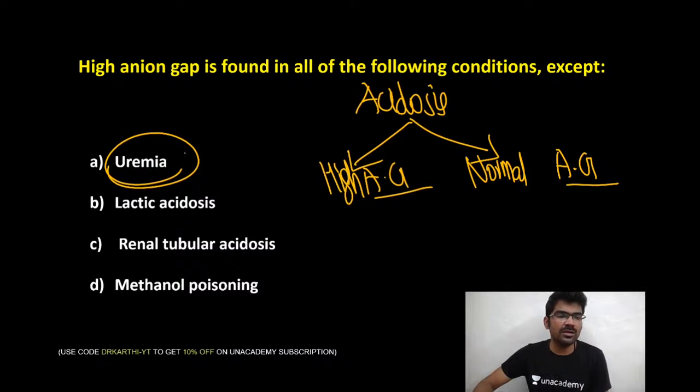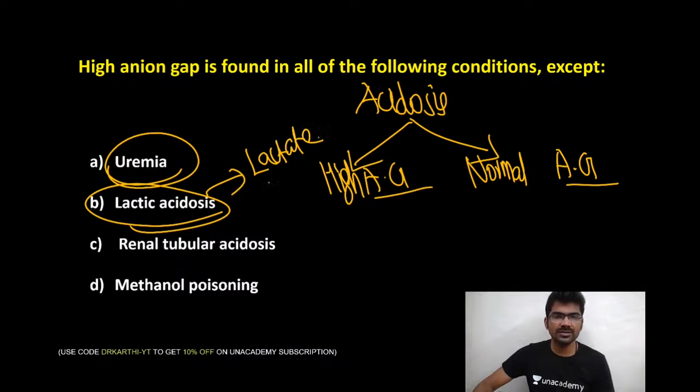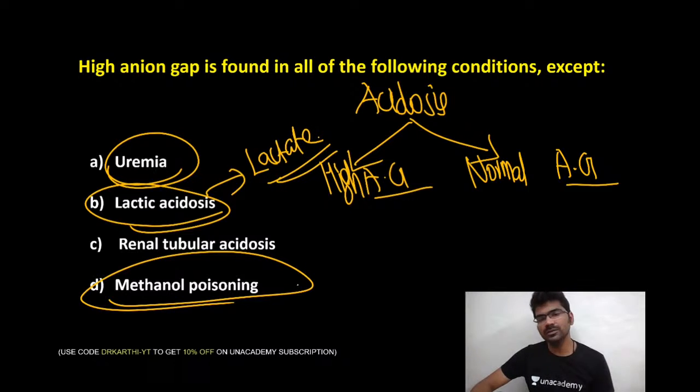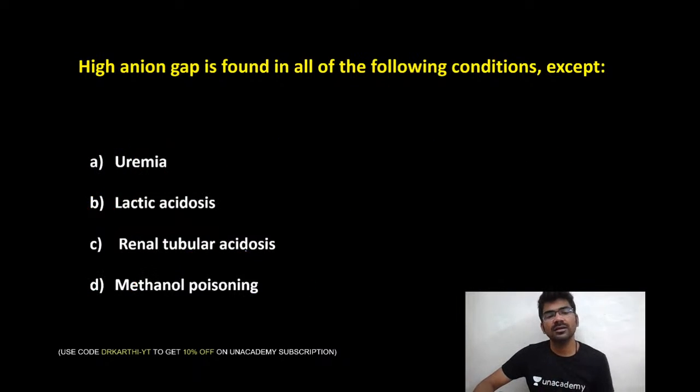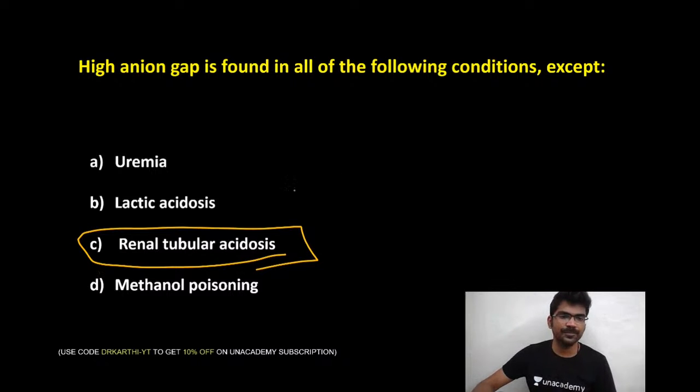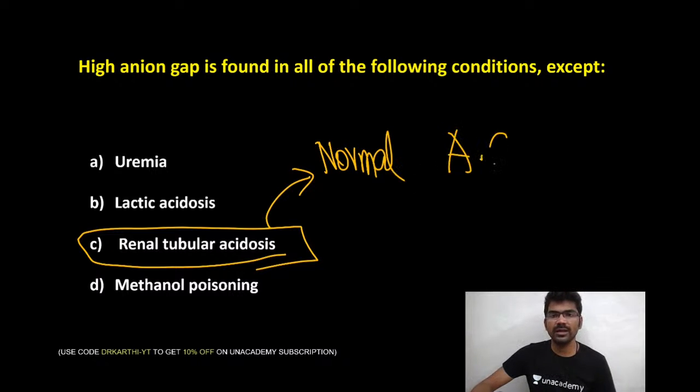So look at this, uremia. So you have urea, so it's going to accumulate. Lactic acidosis, it is lactate, it's negatively charged, right? So it's going to accumulate. Methanol poisoning, it's also going to increase the anion gap. So in the MUDPILE, you have M, U, right? L, C, MUDPILE. So all the components of MUDPILE are there except renal tubular acidosis. Renal tubular acidosis is going to have normal anion gap. Another classical one. These are all the classical MCQs. Classical questions. It's going to have normal anion gap acidosis.